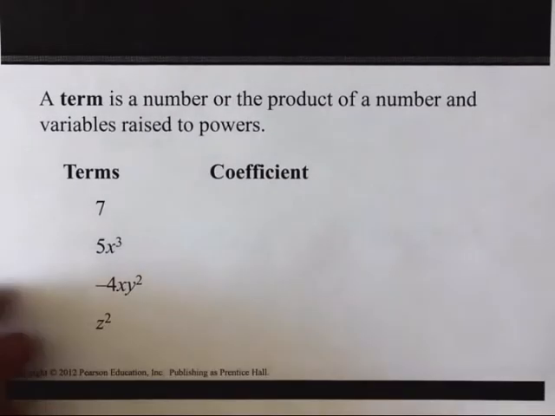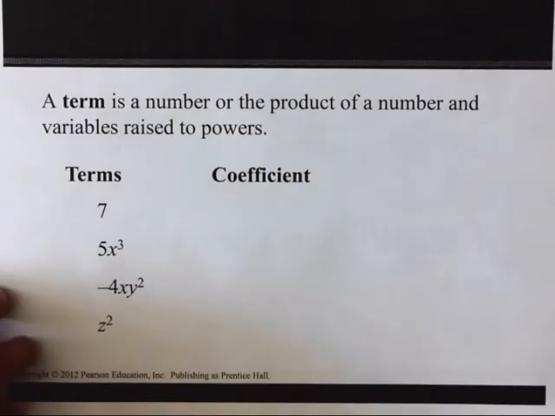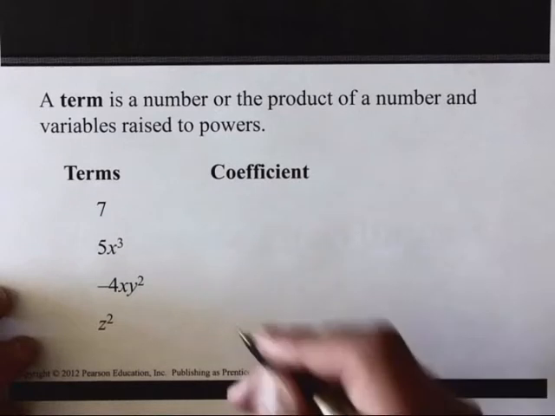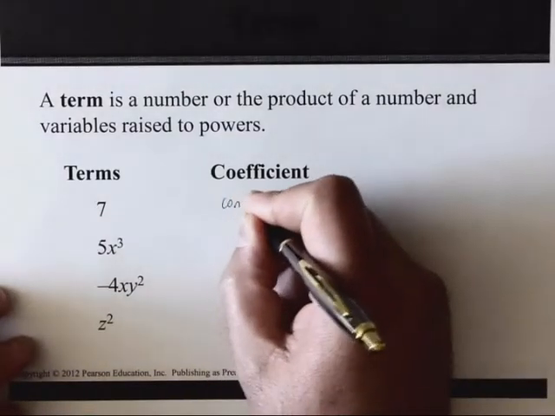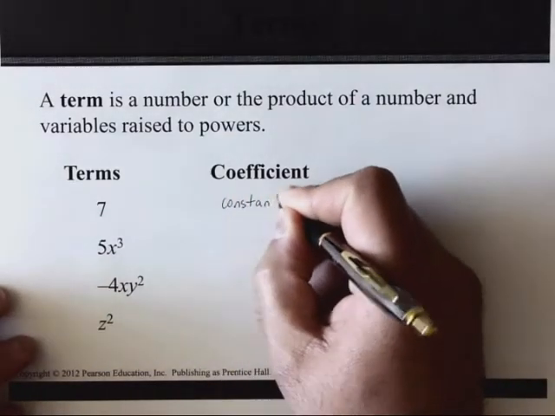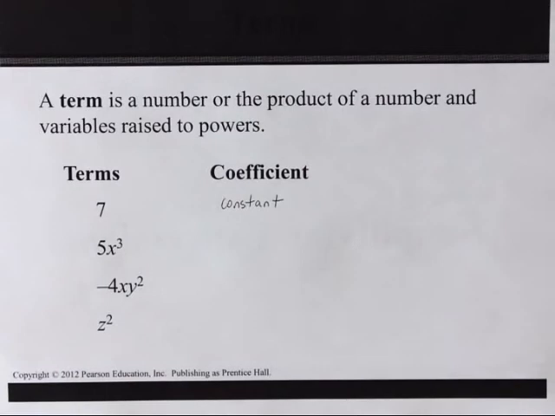So this first term is what we call a constant. So a constant is basically a number that's going to remain unchanged regardless of the value of the variable. So constants are just numbers that are not attached to variables.